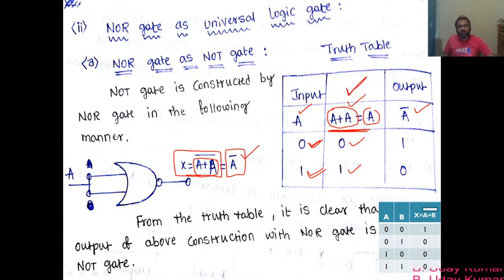But the output is not just A, it is A bar, right? So to find A bar, you have to write its inverse here. Since I got 0 here, I get 1, and since I got 1, I get 0.